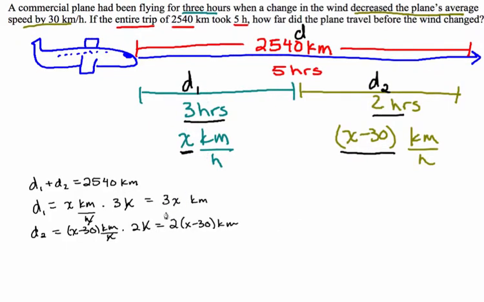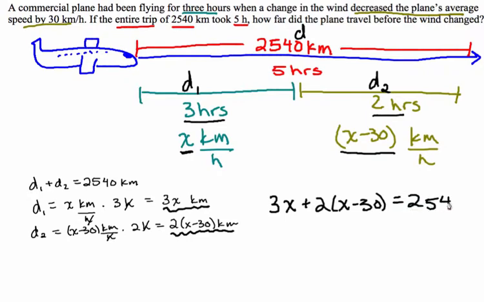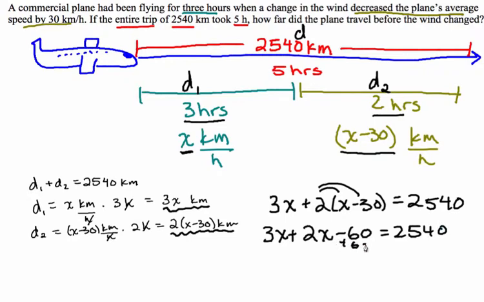So an expression for distance 1 is 3x kilometers, and an expression for distance 2 is 2 times x minus 30 kilometers. And we know that if we add those together, we should have a total of 2,540 kilometers. So now I have one equation with one variable, and I can go ahead and solve. So 3x plus, I'm going to distribute 2 inside the parentheses, so 2x minus 60 equals 2,540. Adding 60 to both sides, we get 2,600 on the right, because 40 plus 60 is another 100.